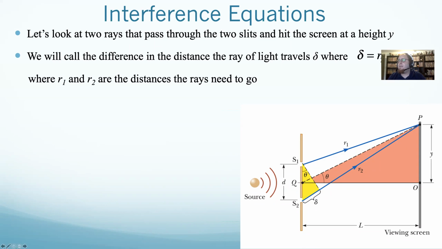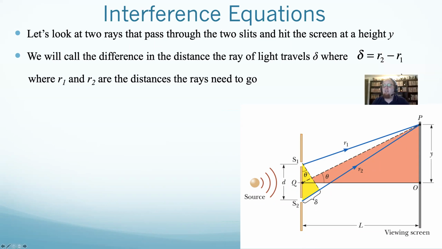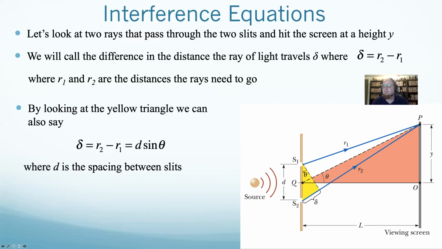What I can say is that the difference in the distance the light rays travel, the distance from S1 to P and the distance from S2 to P, the difference between those two distances, I'm going to use lowercase delta. And that's just going to be how off they are. Now, if I make this little yellow triangle here, I can say that delta is going to be d sine theta, where d is the space from center of slit to center of slit. And that theta is kind of weird. We'll come back to that in a second. It's just as I drew that triangle.